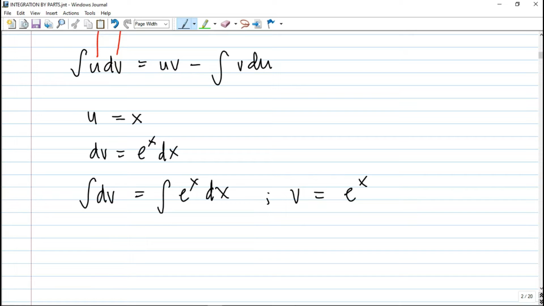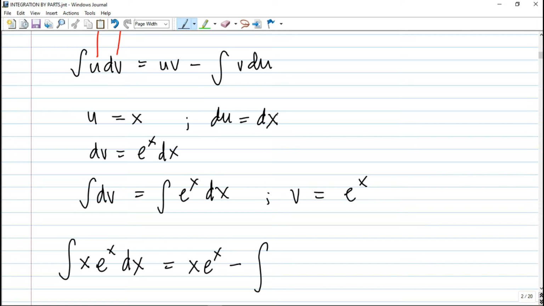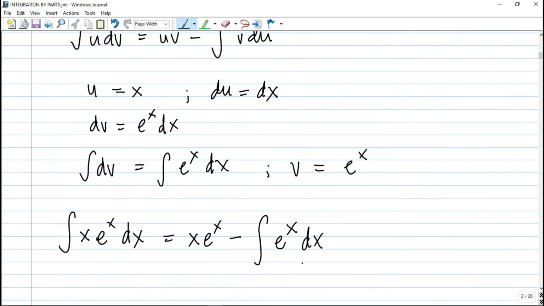So you have here the integral of u dv, that is the integral of u, that is x, dv is e raised to x dx. Copy lang natin yan, substitute natin x, v is e raised to x, then minus the integral of v du. Wala tayong du here guys, kunin natin dito sa u equals x. If u equals x, du equals dx. Ayan, substitute lang natin dito. So v is e raised to x, then du here is dx. So we can integrate now, pwede natin siyang i-integrate.